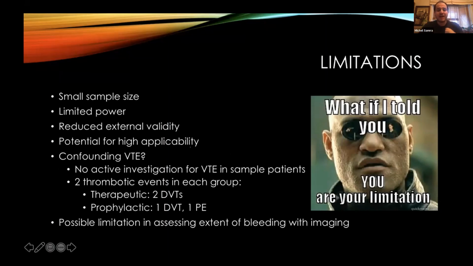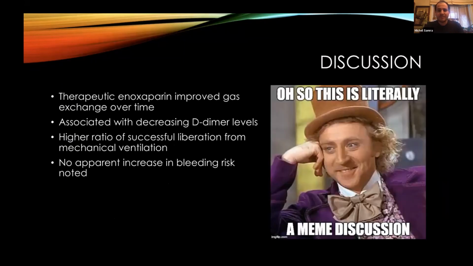The only real limitation that I noticed that they kind of skimmed over, they didn't actively investigate for any VTEs prior to randomizing the group. So even despite not actively looking, in the end, they did find that 2 of the therapeutic patients had DVTs and 1 of the prophylactic patients had DVTs and 1 had a PE. So is this because we were actually seeing an improvement because we're doing something when they don't have a VTE, or is it because there were more patients in the therapeutic group who did have underlying thromboemboli and we were just treating those, and that's actually why we were seeing the improvement?